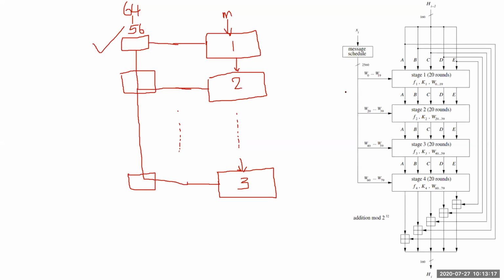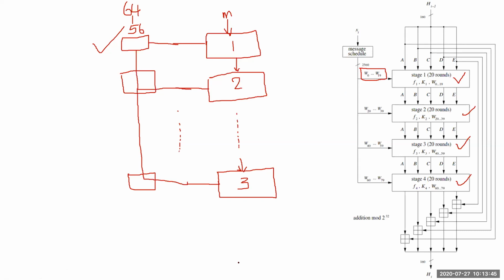Your message will be divided into 80 pieces. These 80 pieces are further divided into 20, 20, 20, 20. The first 20 will be at stage 1, the second 20 at stage 2, the third 20 at stage 3, and the fourth 20 at stage 4. Like this it is submitted, and this particular operation is going to be done here.